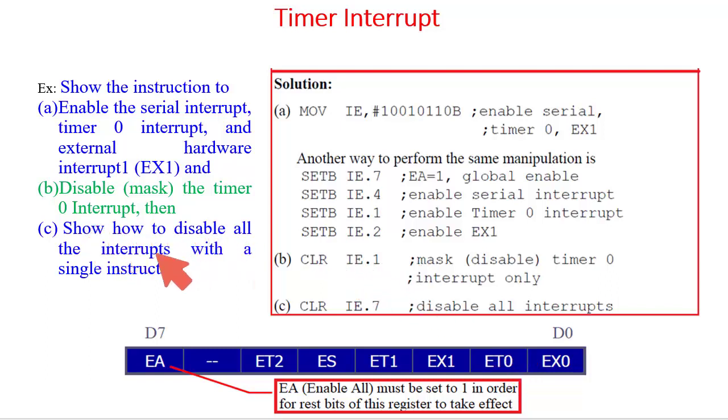Next, show how to disable all interrupts with a single instruction. If we want to disable all interrupts, it is sufficient if we reset this D7 bit to 0. Because if the enable all bit is 0, no interrupt will function. So we may use CLR IE.7 to disable all the interrupts.